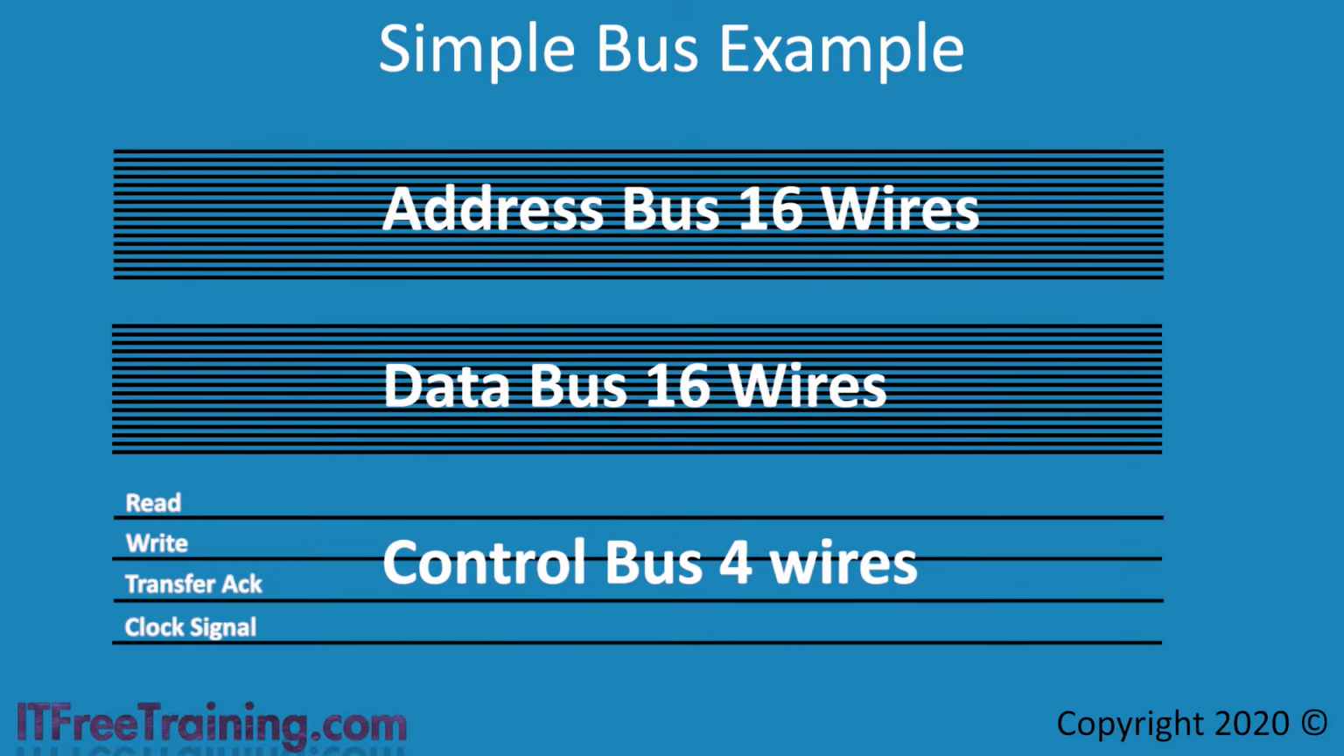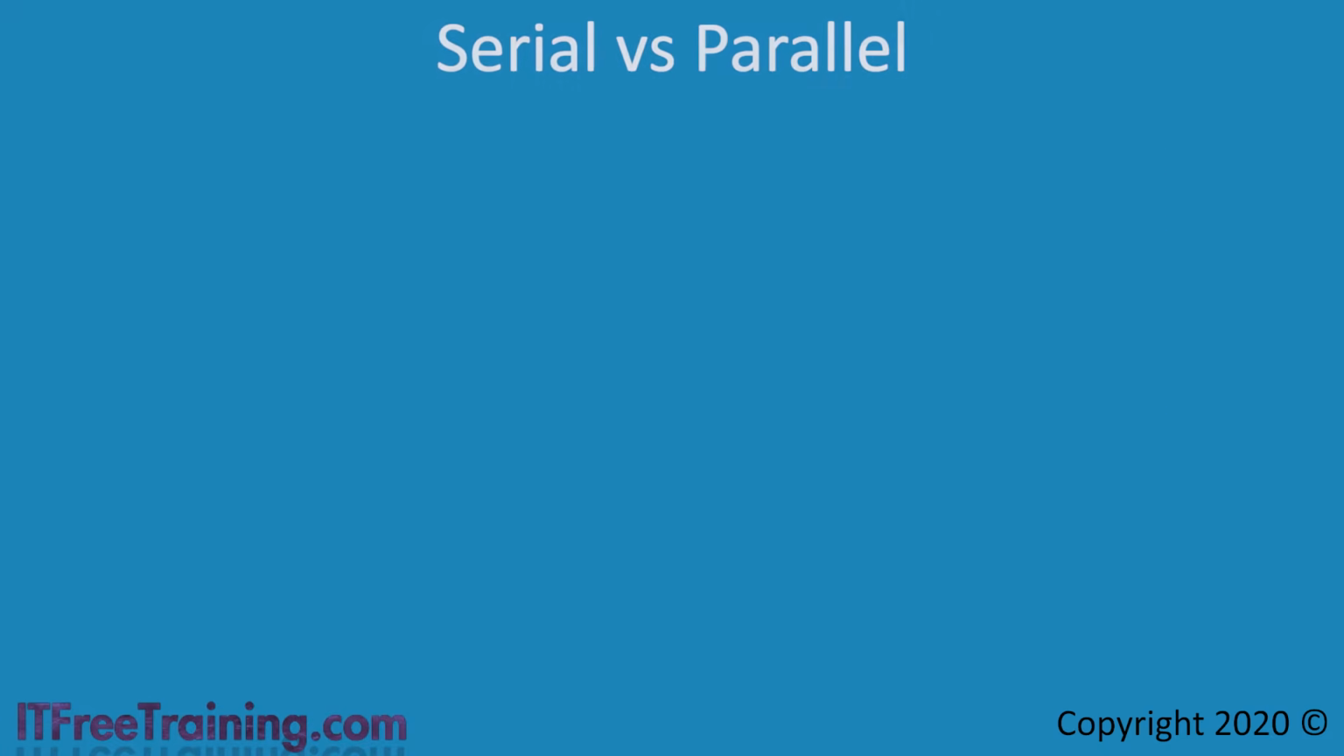This is a very simple example that you may find in a very old computer, but it is not without its problems. Consider that with this example, we have 36 wires. Consider now that we wanted to send 32 or 64 bits at once. This would greatly increase the number of wires required. However, having extra wires is not the only problem this would create.